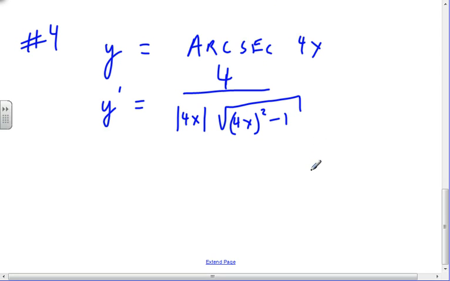I have a question. Why is there a 4 on the top there? Because the derivative of 4x is 4. So the formula says in the form 1 divided by absolute value of u times square root of u squared minus 1 times du dx. So the derivative of 4x with respect to x is 4. And that's why there's a 4 on top.